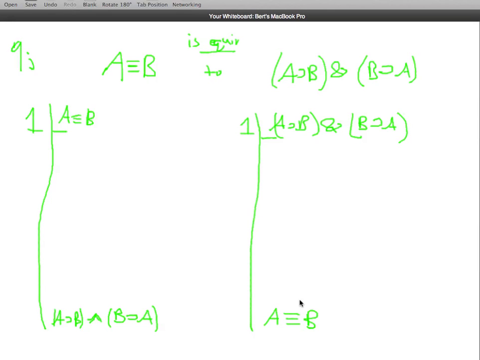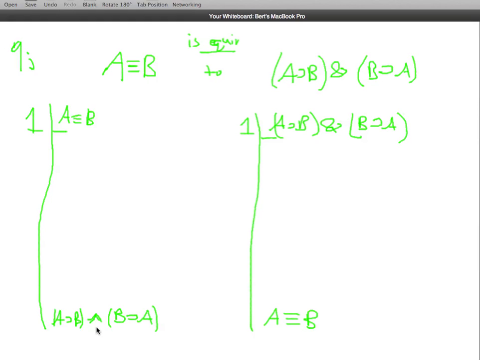So these are the two derivations I have to do, and once I've done these, then I can claim that these two sentences are equivalent with one another. So let's maybe work on this one first. So my goal here, the main connective of the goal, is a conjunction.